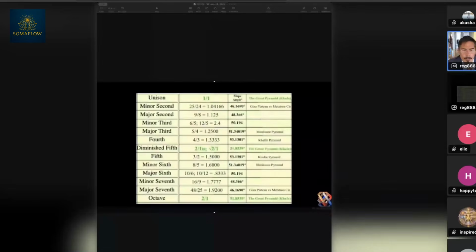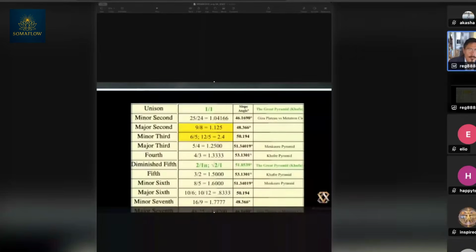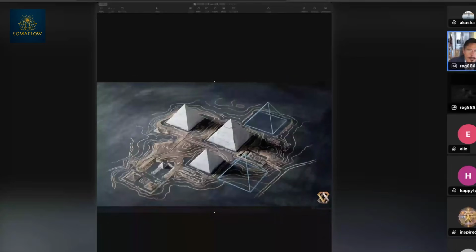This matrix displays the Giza Plateau's internal harmonic lattice. Mapping existing pyramids leaves two primary low-complexity members vacant. These missing notes require a major second ratio of 9/8 and a minor third of 6/5, translating to exact slope angles of 48.366 and 50.194 degrees. If the ancient geometric canon was intentionally complete, structures matching these exact mathematical ratios must have existed on the plateau.